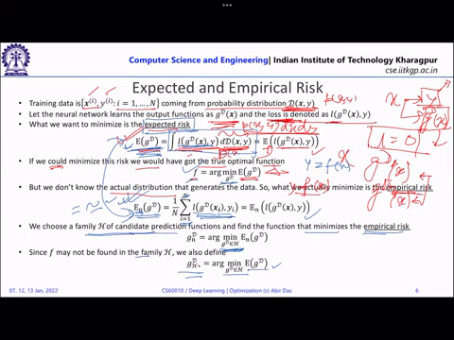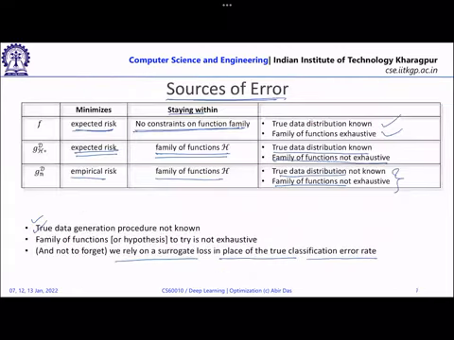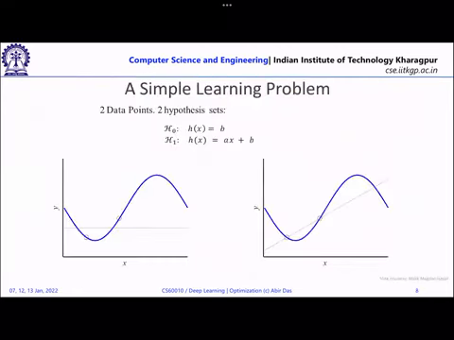Yes. Let me take this opportunity to at least go into 2 more slides, because we have miserably failed to move ahead. Just 2 more slides. So, a simple learning problem. Let us go ahead with, say, 2 data points and 2 hypothesis sets. What I mean by this is that you have a 2-dimensional problem, a regression problem. You have X, you want to find Y.